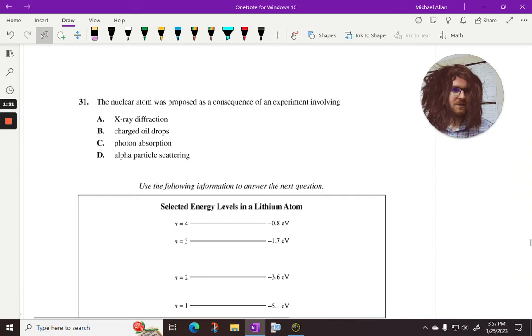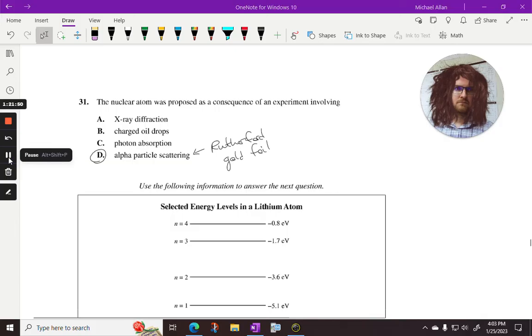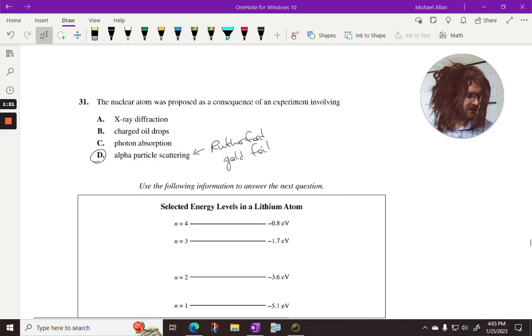The nuclear atom was proposed as a consequence of the alpha particle scattering. This is Rutherford, right? Rutherford, gold foil experiment. Oh, wait, gotta pause. All right, so we got those. Rutherford doing the gold foil experiment.